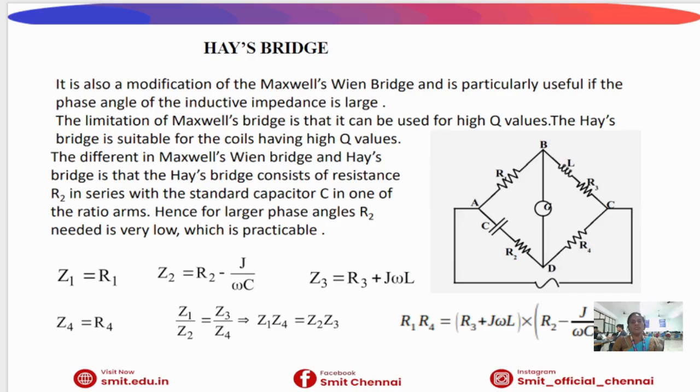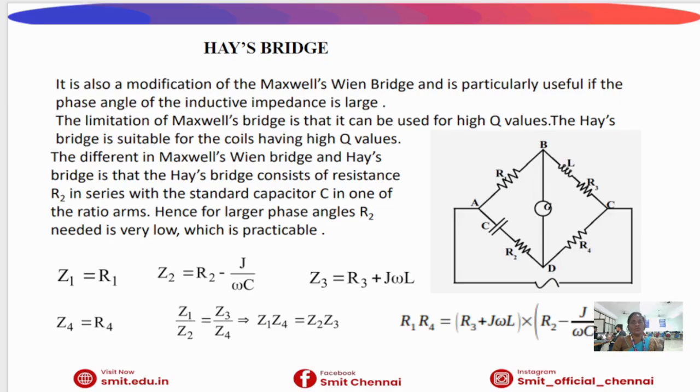Hay's bridge is another AC bridge used for the measurement of inductance. Hay's bridge is actually a modified form of Maxwell's bridge. This bridge is mainly used when the phase angle of inductive impedance is large, or in simple terms, when the coil has a high Q factor.